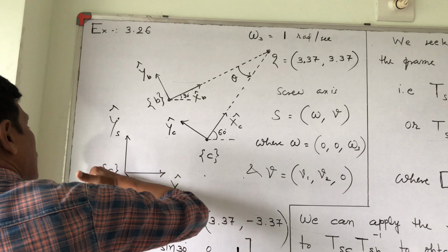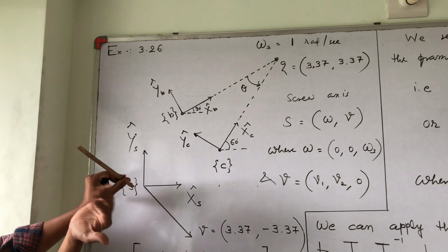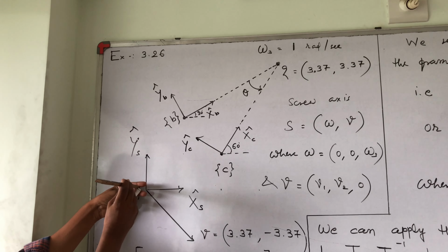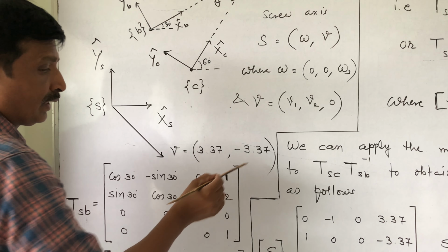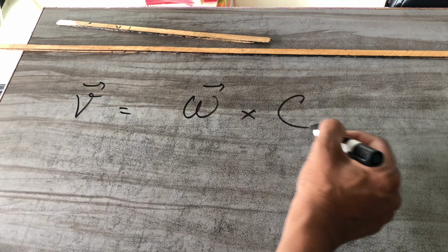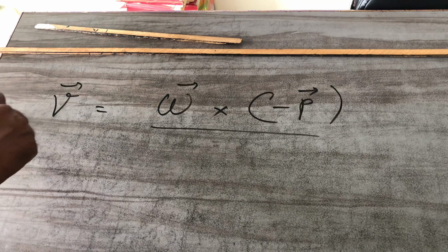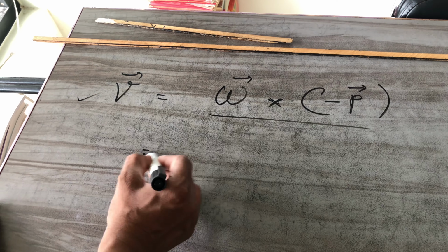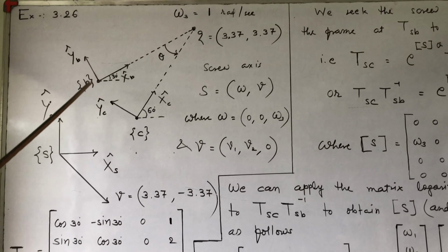So omega cross minus P: omega is this one, cross minus P, this way. This is omega and this is minus P. So omega cross minus P is in this direction. So this is the body's velocity expressed in S frame. The body's velocity v is omega cross minus P every time. That is, if we consider the body's origin at the origin of the fixed frame, this is true for linear velocity due to rotation.